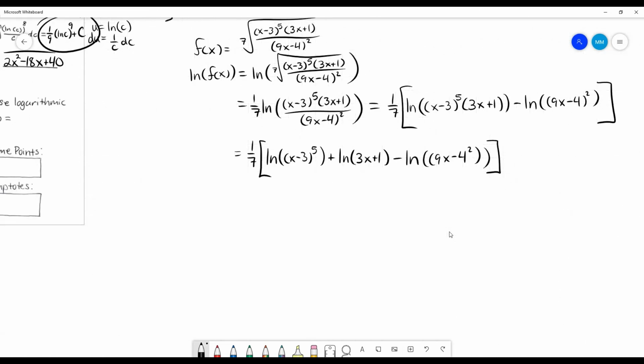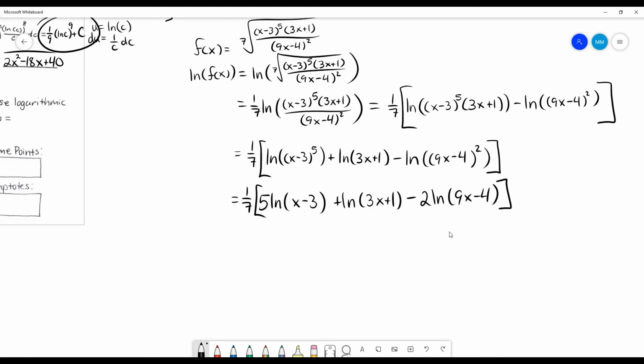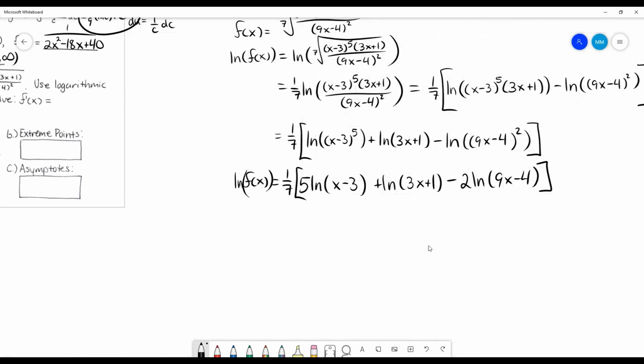And now, because I've got a power here and a power here, oops, I put that one inside my parentheses by accident. That should be out there. Again, I can pull that out in front as a coefficient as well. So this becomes 5 natural log of x minus 3 plus natural log of 3x plus 1 minus 2 natural log of 9x minus 4, and I believe that's all we can do now. From this point, remember that this is all equal to the natural log of f of x. Now, we take the derivative.